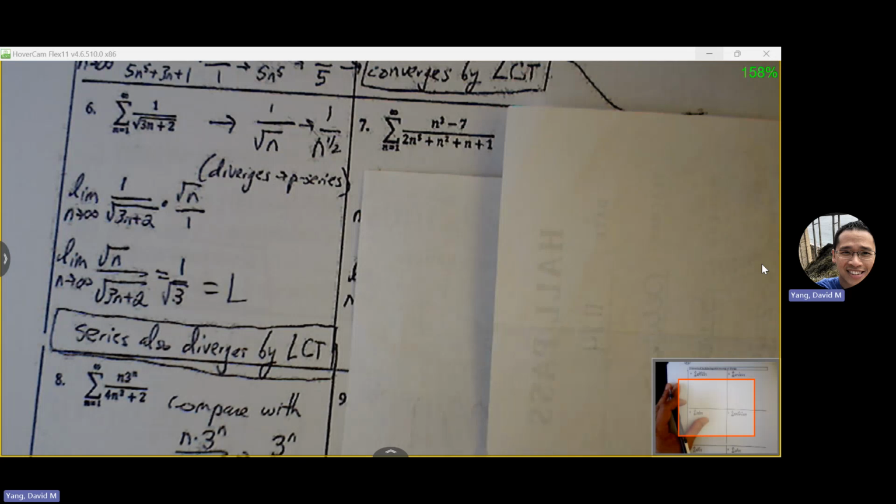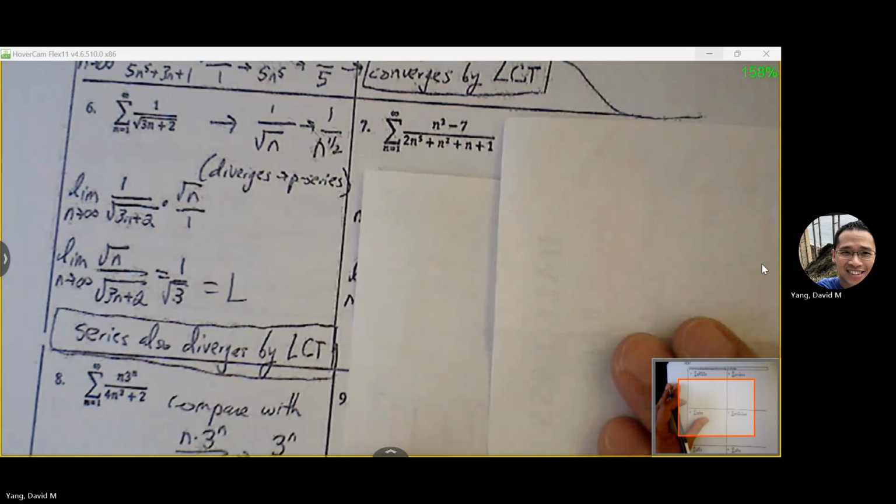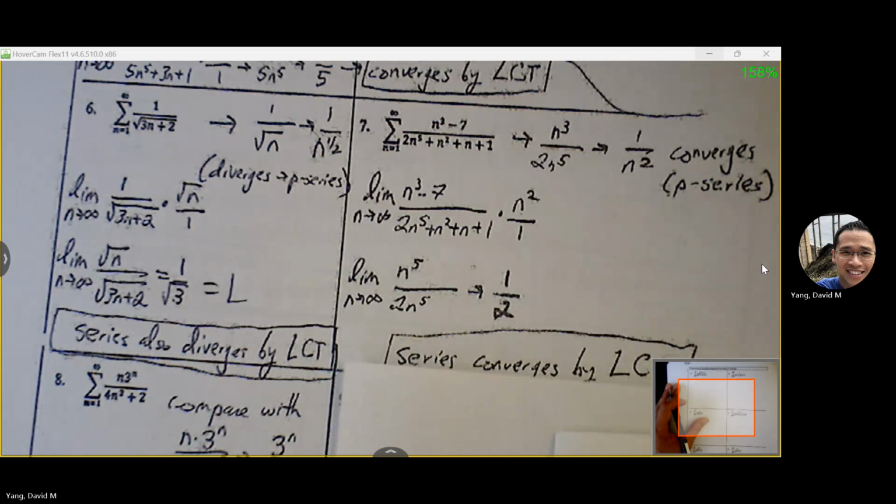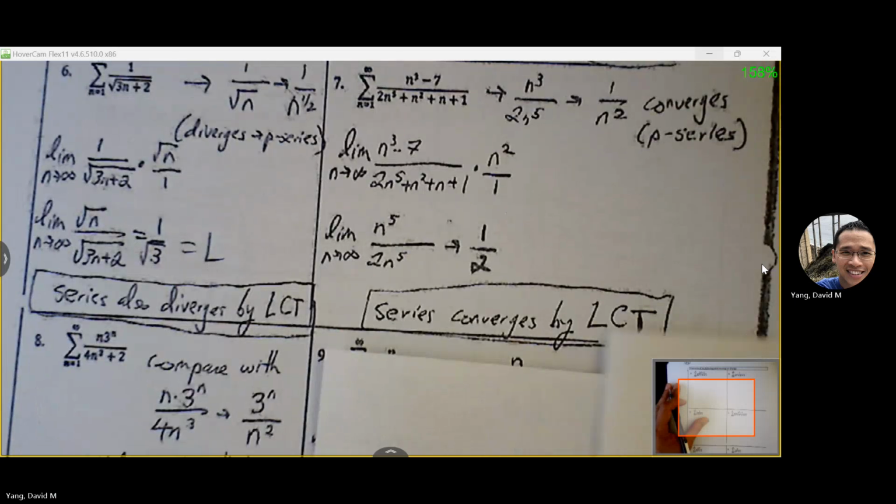What's your comparison partner for number 7? 1 over n squared. It's a converging series. And I'm getting a real number from my limit evaluation. So therefore, this test stands, and we can use the test to show the two series both converge.